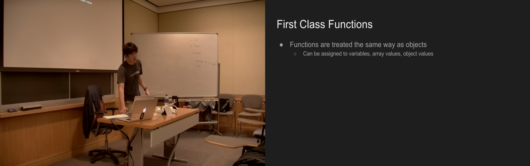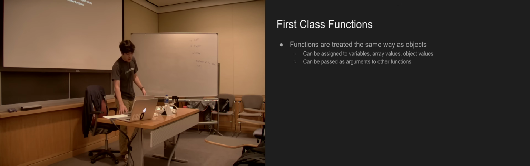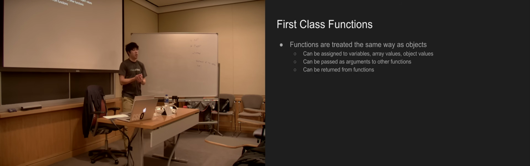They can be assigned to array values. They can be assigned to object values, pretty much anywhere you want. And they can be passed as arguments to other functions, just like objects would. And additionally, they can be returned from functions, just like an object would be returned. And so why might that be helpful? Can anybody think of a reason we might use this?